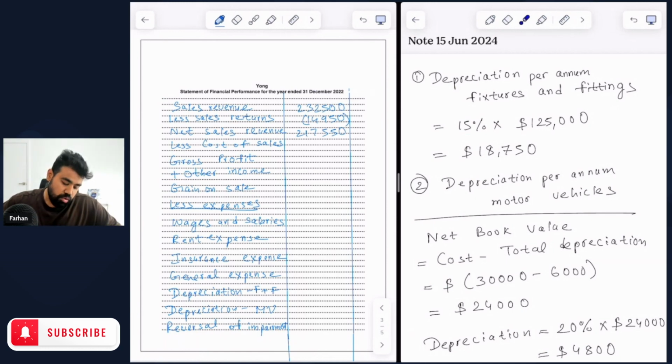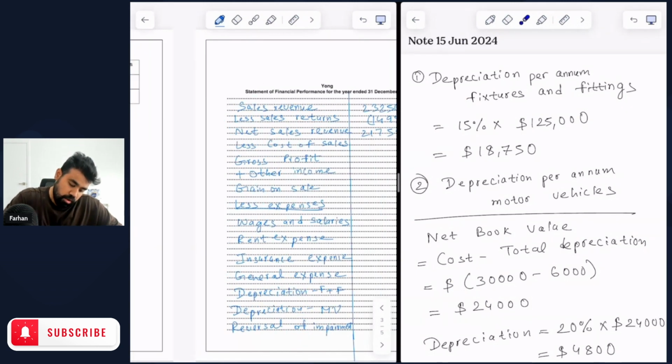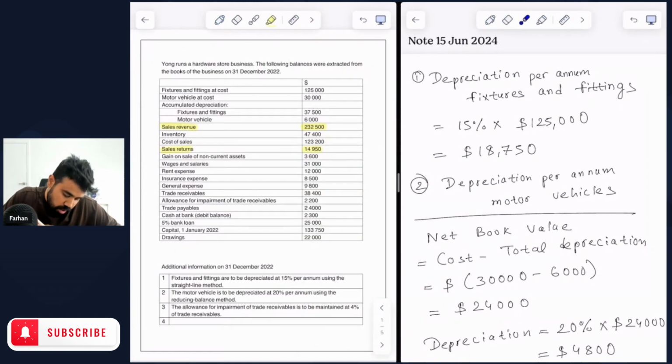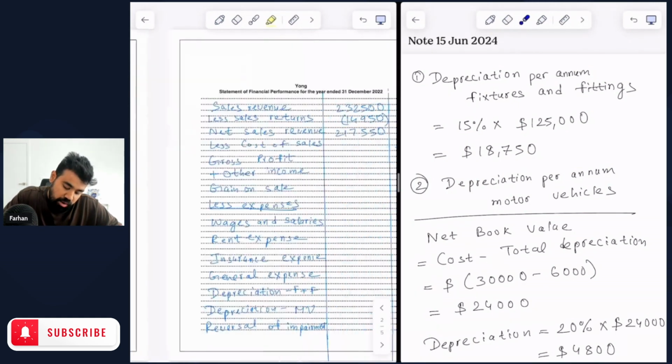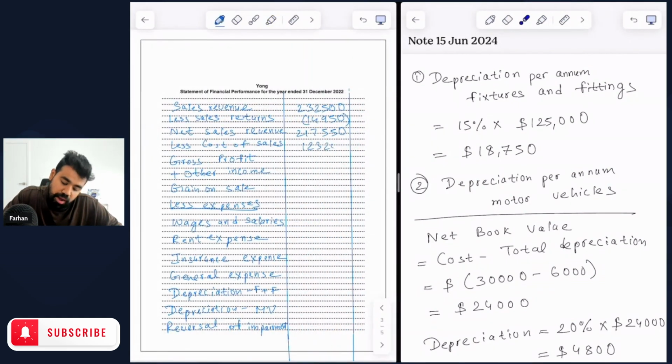Okay. Then we have the cost of goods sold. So let's go back to the question. The cost of goods sold is what you can see here, given as 123,200. Which is what we are just going to include here simply, and we are going to keep that within brackets. This is because we are subtracting the cost of goods sold. Once you subtract the cost of goods sold from the net sales revenue, you get the gross profit, which is 94,350.